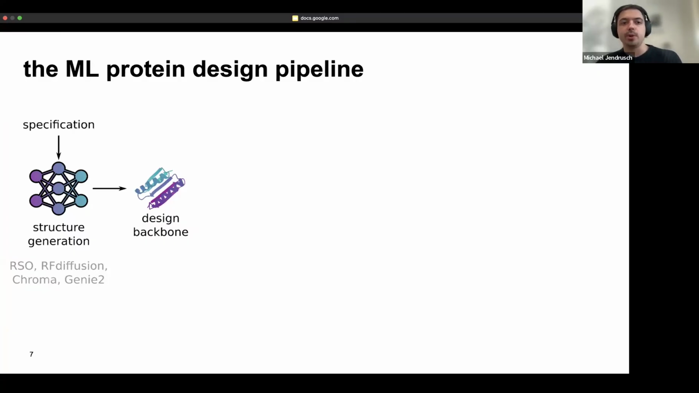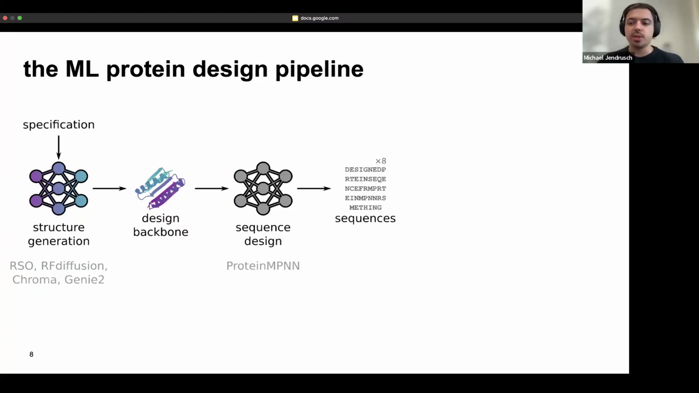And then we get those backbones for a specification, and we stick them into a sequence design model, most commonly ProteinMPNN or LigandMPNN from the Baker lab. And this gives us sequences. So it populates a protein sequence on top of the backbone we previously designed. And then, of course, we need to check if those sequences fit the backbone so we can decide what sequences to order and make in the lab.